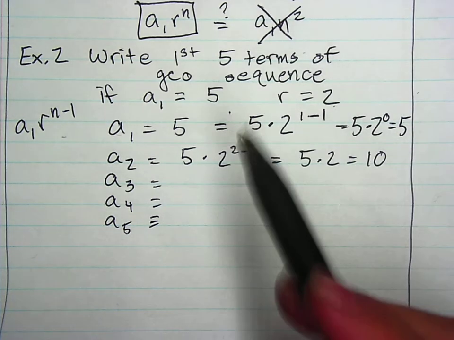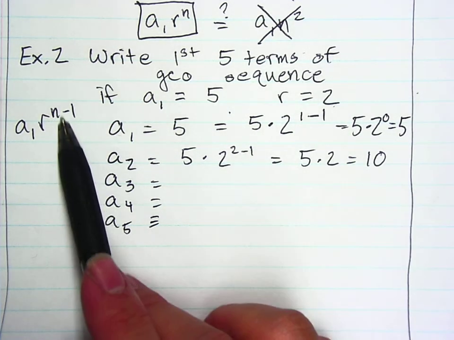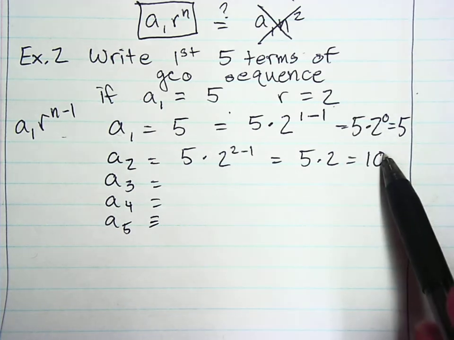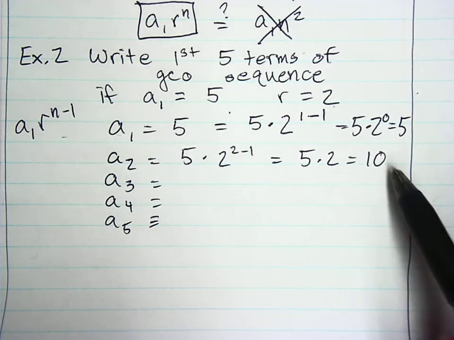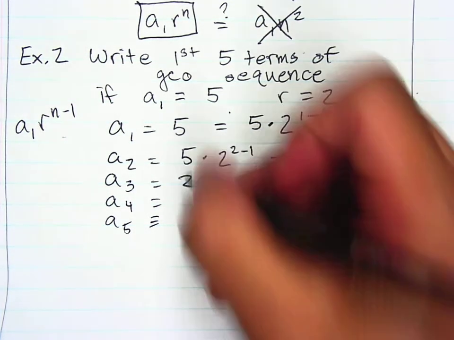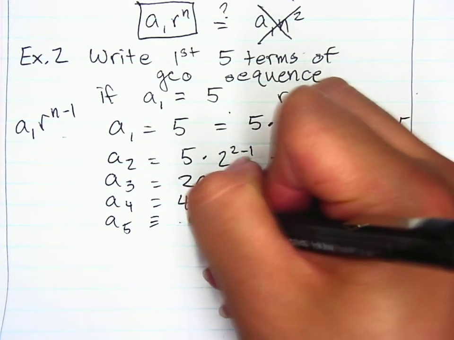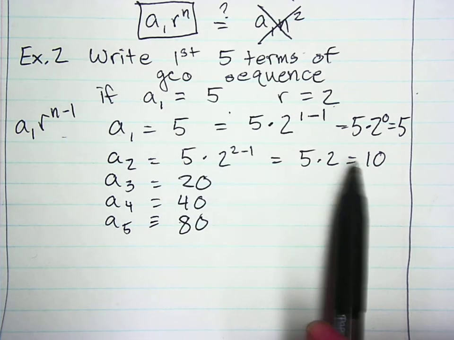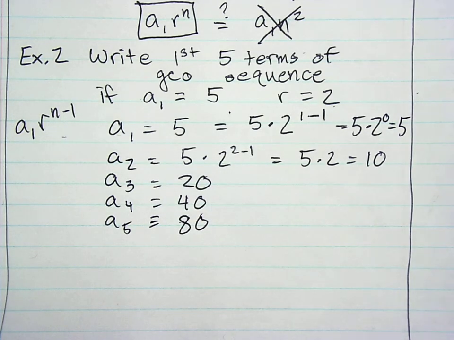Now for those of you who don't want to plug in constantly and have to deal with pretty large exponents, you should notice that the ratio is 2, which means that each subsequent number is just going to be multiplied by 2. So A3 will be 20, A4, 40, and then A5, 80. So you have your first 5 terms: 5, 10, 20, 40, and 80. Okay?